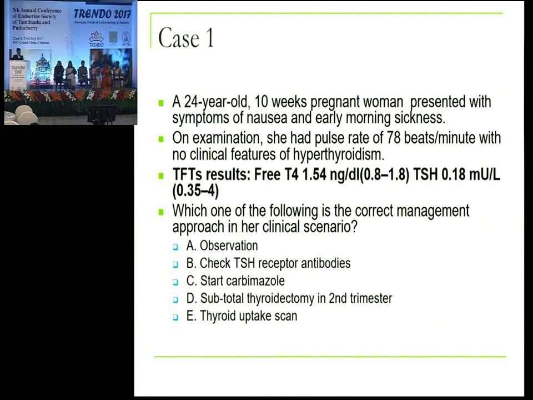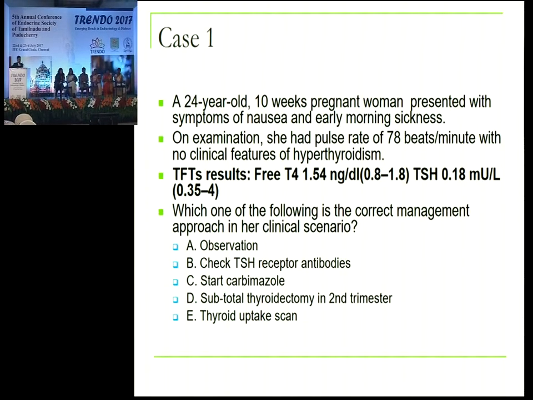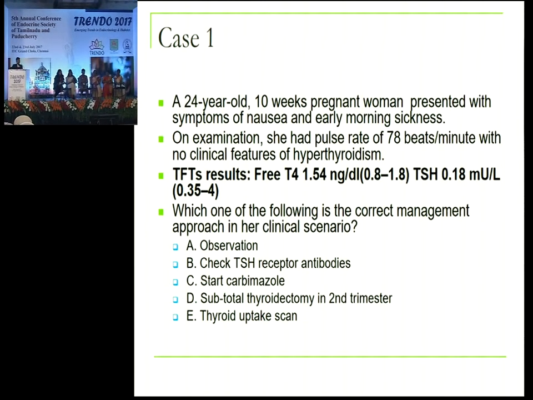So the first case is a 24-year-old 10-week pregnant patient presented with symptoms of nausea and early morning sickness. On examination, she had a pulse rate of 78 beats per minute with no clinical features of hyperthyroidism. TFT results showed free T4 in the upper borderline and TSH suppressed at 0.18 milliliters per liter. Which one of the following is the correct management approach in this clinical scenario?